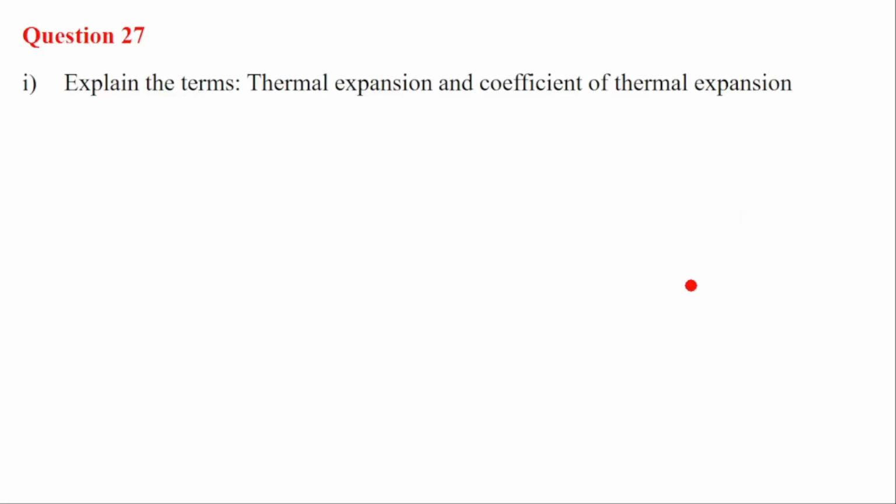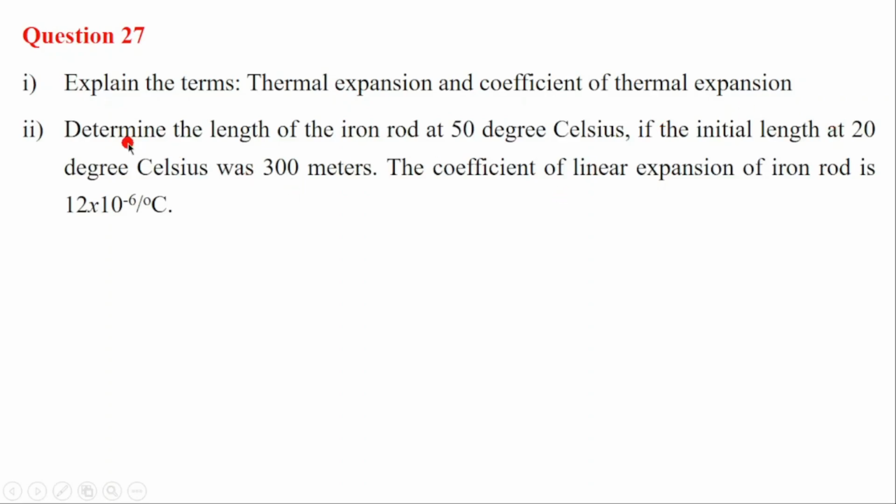So let's move on to question 27. Question 27 is saying: explain the terms thermal expansion and the coefficient of thermal expansion. The second sub-question is saying: determine the length of the iron rod at 50 degrees Celsius if the initial length at 20 degrees Celsius was 300 meters. So we have the iron rod which initially was 300 meters, and the temperature was increased to 50 degrees Celsius, and now they are asking what will be the length.